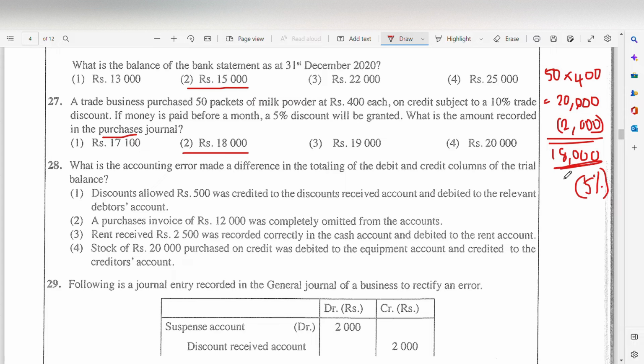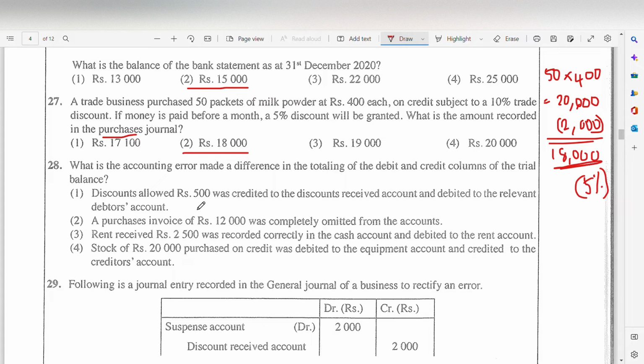Discount allowed of rupees 500 was credited to the discount received account and debited to the relevant debtor's account. Now you have allowed a discount of 500. Your debtor has paid to you, but you have given a discount. Now when you give a discount, you need to credit the debtor's account. Why? Your debtor is decreasing. And debit your discount allowed account. Why? It's an expense to you.